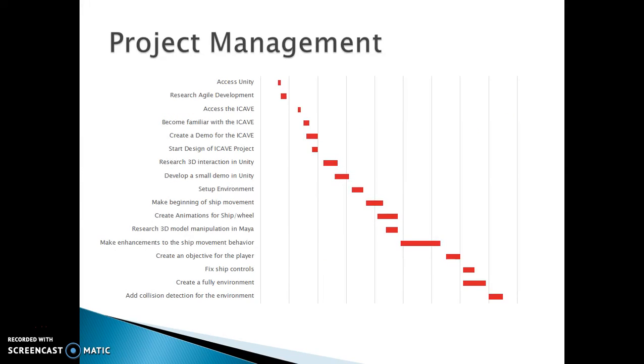As you can see with our Gantt chart here, the majority of our early assignments were research-oriented, learning how to use the ICAVE and learning how to use different aspects of Unity. And as you go further along in the project, a lot of features began to be implemented. More and more time began to be used on developing for Unity instead of researching how to actually use Unity itself.